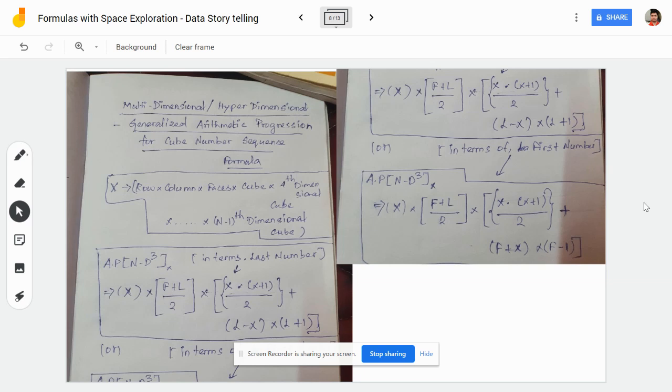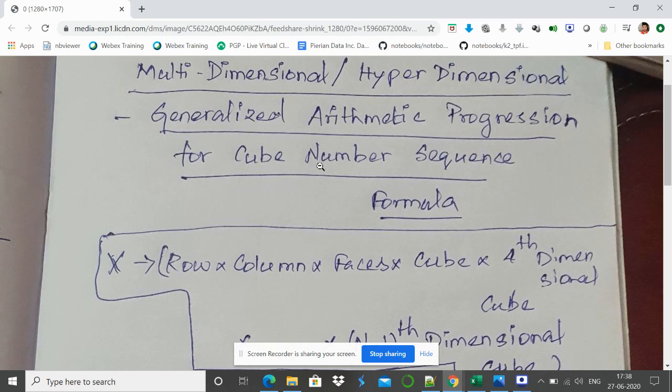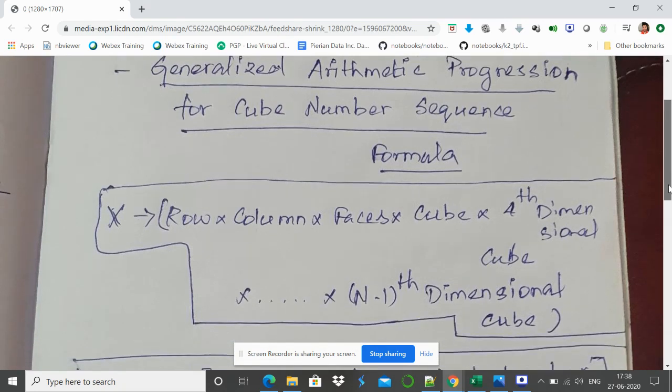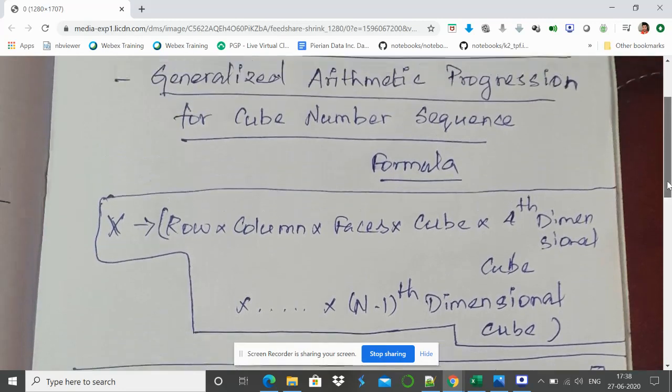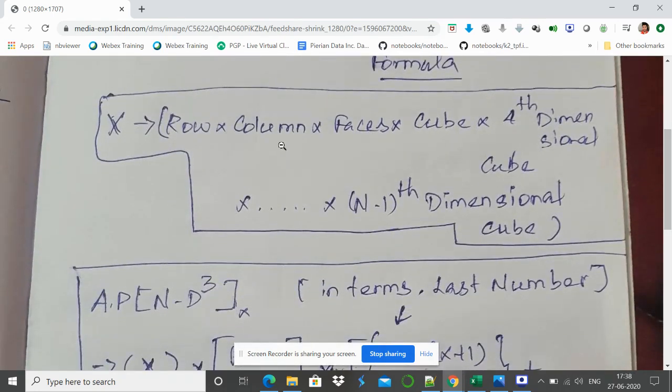Before that, I want to explain this multi-dimensional formula. It is very tough, so I'm giving you this multi-dimensional generalized progression formula for cube numbers. Suppose we already have one cube, two cube from our school days. Let's think about the cube numbers formatted in two-dimensional, three-dimensional, four-dimensional, five-dimensional, up to n-dimensional. This is how we are representing it: x is the factor of hyperdimensional. We are multiplying with each dimension's values, and it's a formation also.